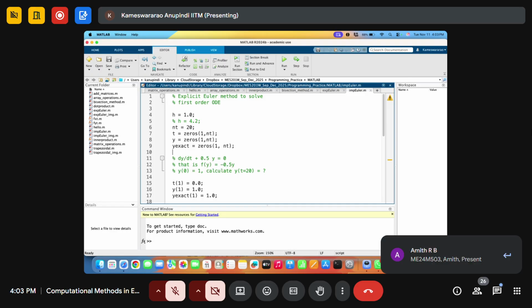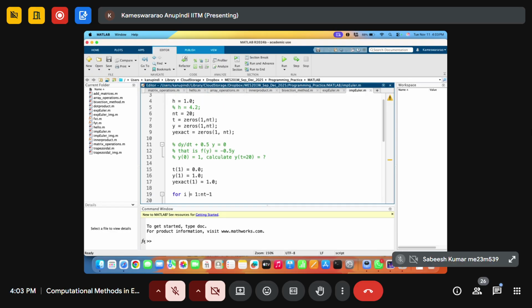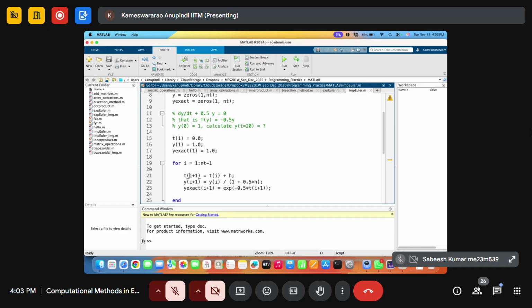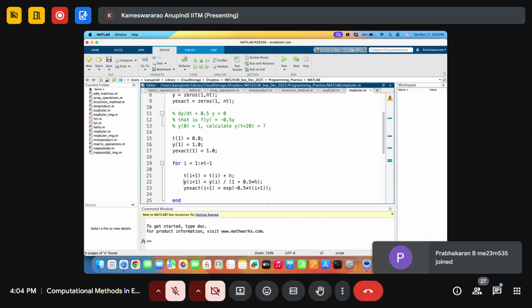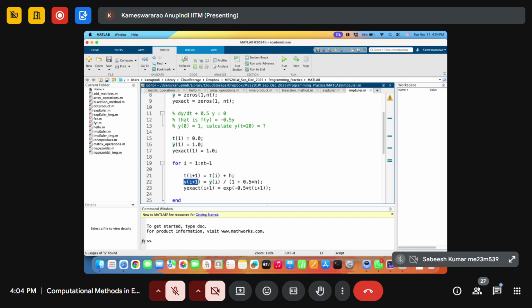Then we are initializing t to be 0, y of 0 equals 1, and y exact is 1. And then we are looping over all of these, incrementing the time and calculating the solution. So in the implicit Euler, we have y of n plus 1 equals yn divided by 1 minus lambda h, right? In this case, lambda is minus 0.5. So as a result, what we have is 1 plus 0.5h. That is the only change compared to the explicit Euler.